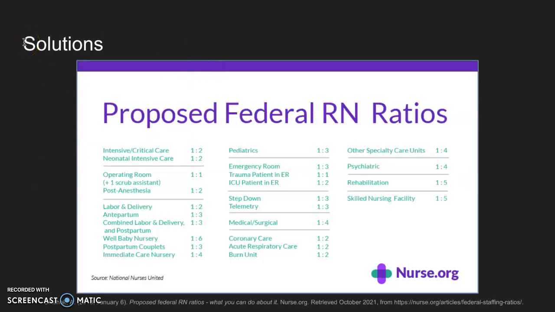So here are the proposed federal RN ratios. You can see here ICU is 1 to 2, Med-Surg is 1 to 4, just some common ones. I think those are well within the limitations of what is acceptable. It's definitely hard once you go over those ratios.